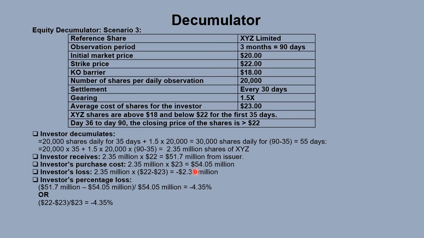On an investment of 2.35 million into $23, which is 54.05 million, the percentage loss will be 51.7 million, which is the amount the investor receives from the issuer, minus 54.05 million, which is the investment amount, divided by 54.05 million, a loss of 4.35%. This loss can also be calculated as $22 minus $23 divided by $23, which is minus 4.35%.